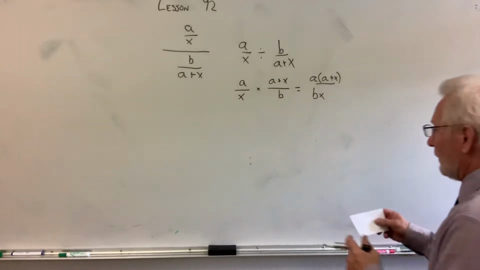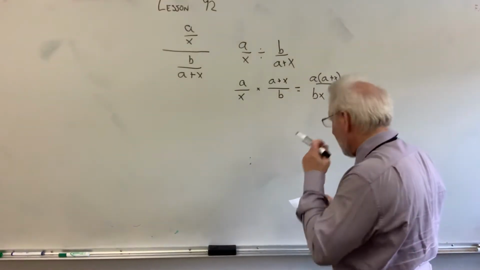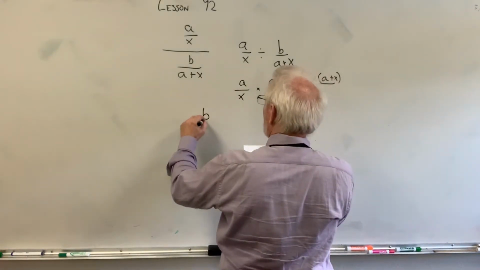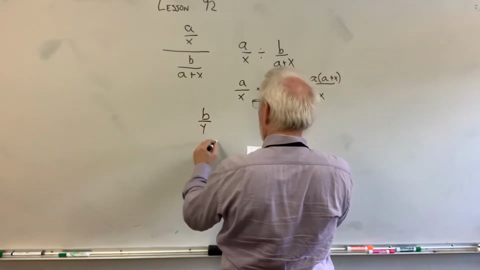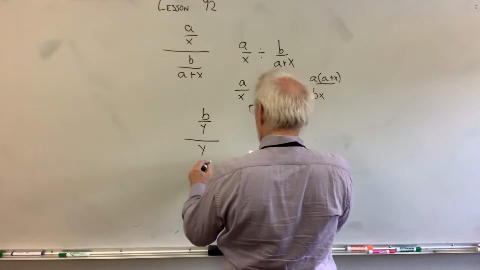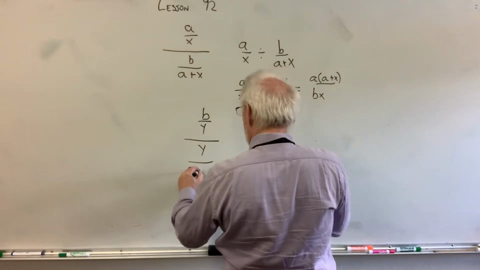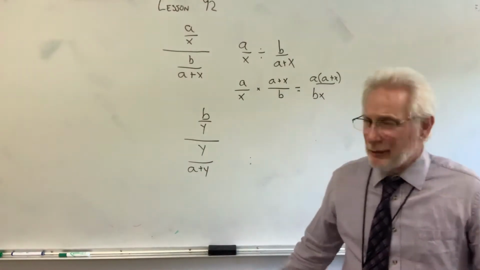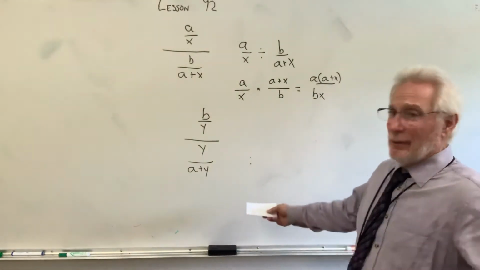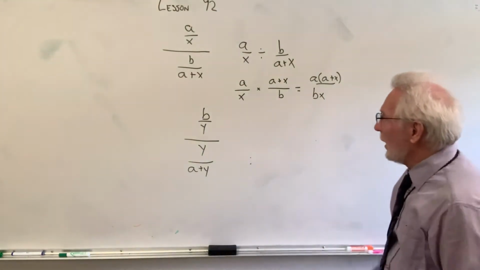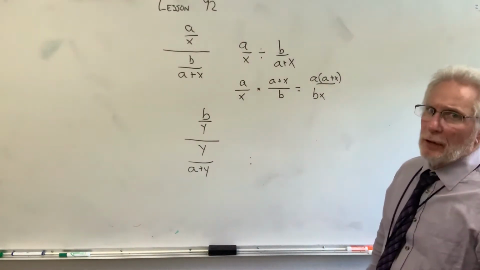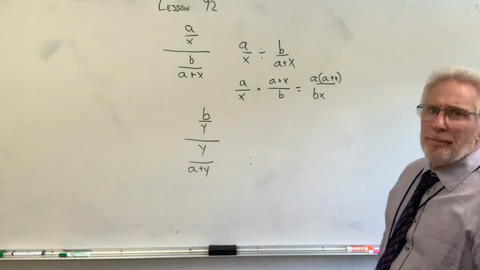All right, I'm going to give you another problem here. You got that one up there. Try and follow the same pattern. I'm going to give you B over Y divided by A plus Y over Y. Again, the beauty of algebra, you don't have to know your times tables. There are no numbers. Just go ahead and put that in, solve it, and then I'll show you what it should look like.